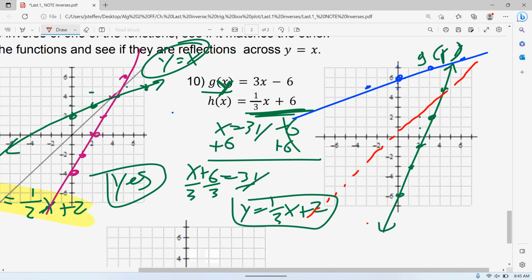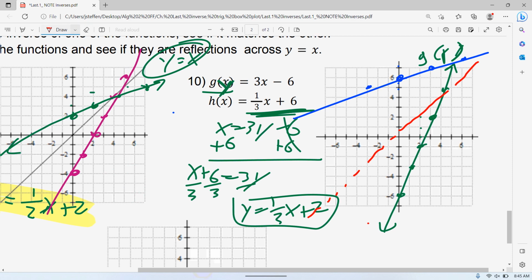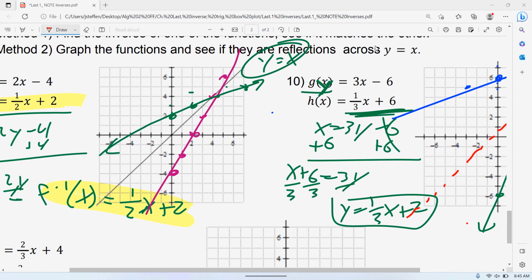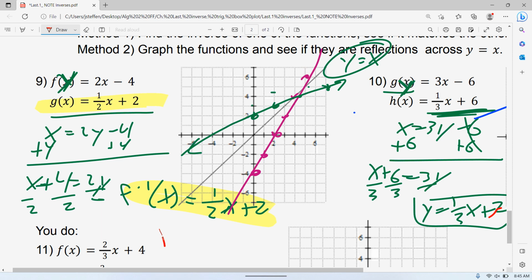There is a chance on here I will tell you to explain your answer. If I tell you to explain your answer with the graph, all you have to say is that they're reflections of each other over y is equal to x. If you are solving, honestly, I'm okay with you putting, for your work, f inverse of x is equal to g of x, and that's good enough. For the next one, show all your work and tell me the inverse of f of x is equal to g of x.